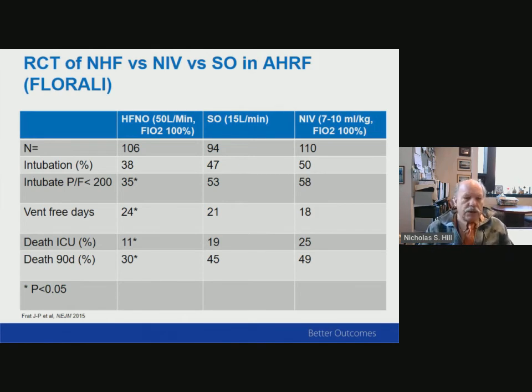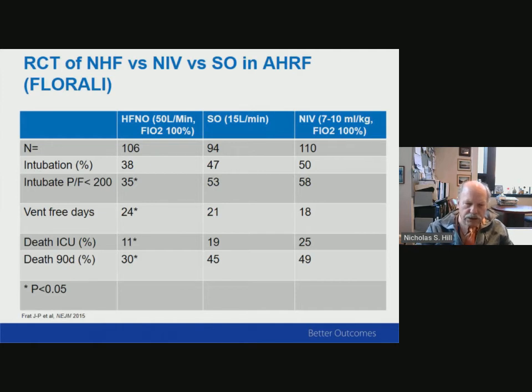Now, I wanted to talk about some of the evidence very selectively with regard to use of various non-invasive means of respiratory support. I'm going to make comments about what we have learned during COVID, but to set the table, if you will, I'm going to talk about a couple of studies done during pre-pandemic times. One of the most notable studies that looked at this was that by Frat et al., the FLORALI trial that was performed in ICUs in France and in Belgium. They randomized high flow starting at 50 liters a minute, 100%, versus standard oxygen, NRB type mask, up to 15 liters a minute, and then non-invasive ventilation given by face mask targeting 7 to 10 milliliters per kilogram starting with an FiO2 of 100%.